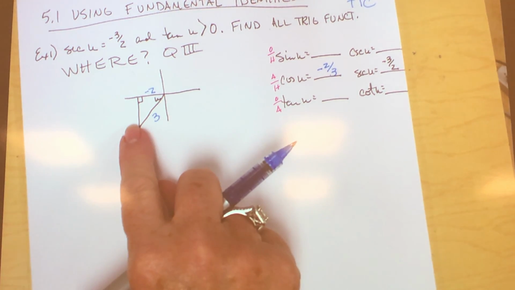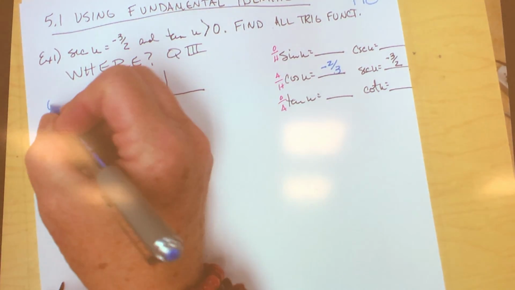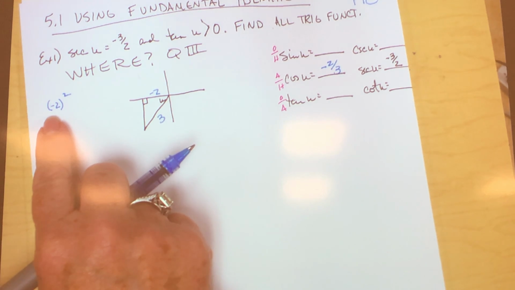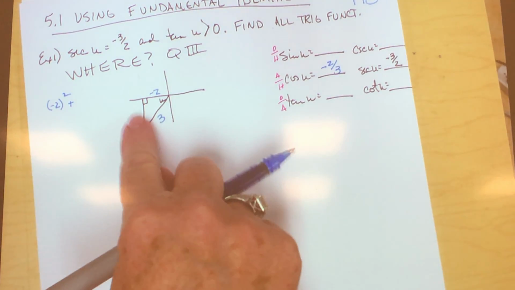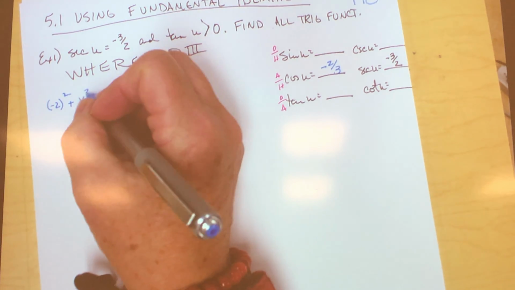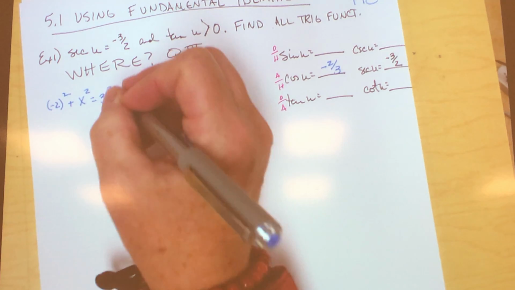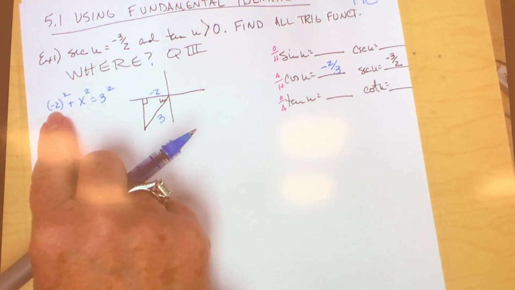Okay, so I have to find this side over here. So I'm going to use the Pythagorean theorem. I'm going to say -2 squared. If you have to use a calculator, remember to put a negative number in parentheses before you square it. Plus, I don't know what that is, so I'll call it x squared, equals r squared, 3 squared. A squared plus b squared equals c squared, that's another way to do it. So what's negative 2 squared?